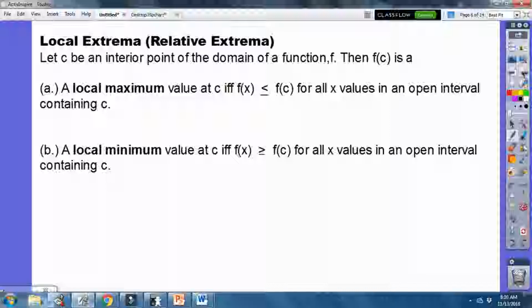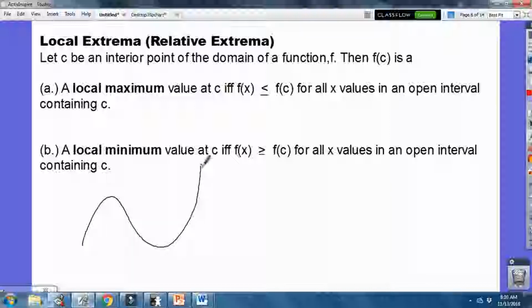The minimum is just the opposite. Same thing, but the value of c is a local minimum if and only if f of x is greater than or equal to f of c. So let's consider what that looks like. Let's look at this cubic function here. You can all see that this is a local maximum and this is the local minimum. There is no max or min on this function from negative infinity to infinity because the graph will continue up towards infinity and down towards negative infinity.